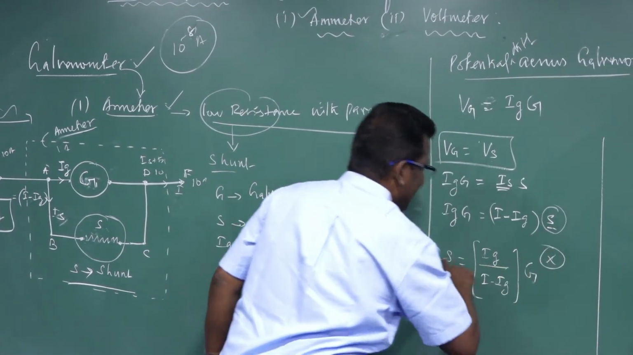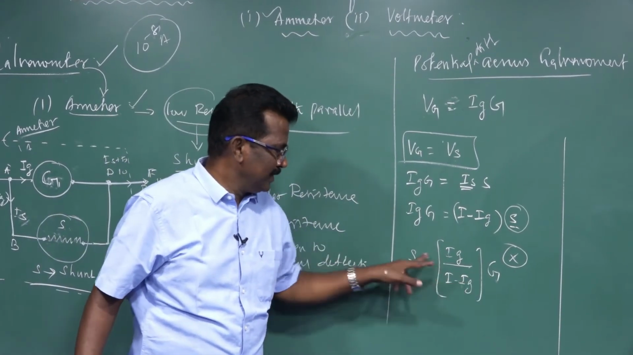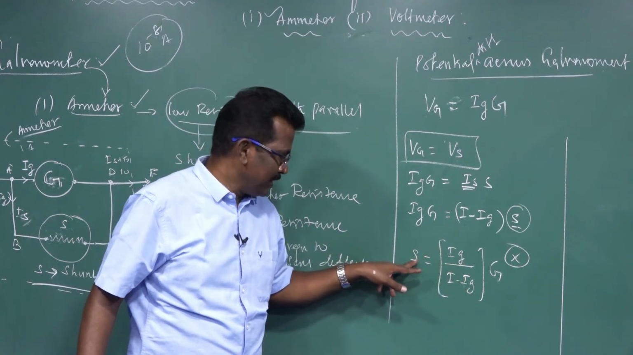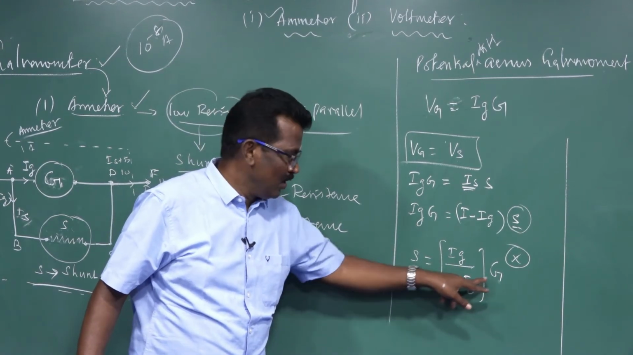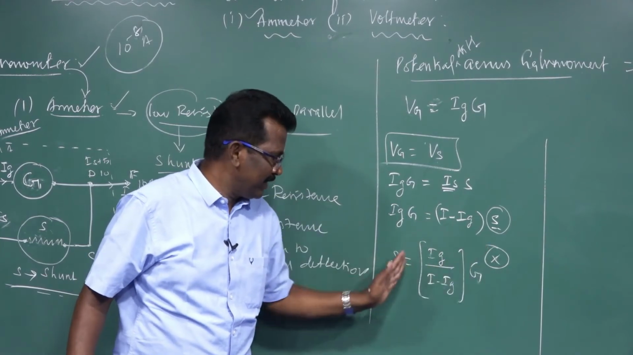If we know this formula, we can convert anything. If you want to calculate G by changing this value, we can calculate any value. So S is equal to IG divided by I minus IG. If you want G to take some other value, on the other side we can calculate any value.